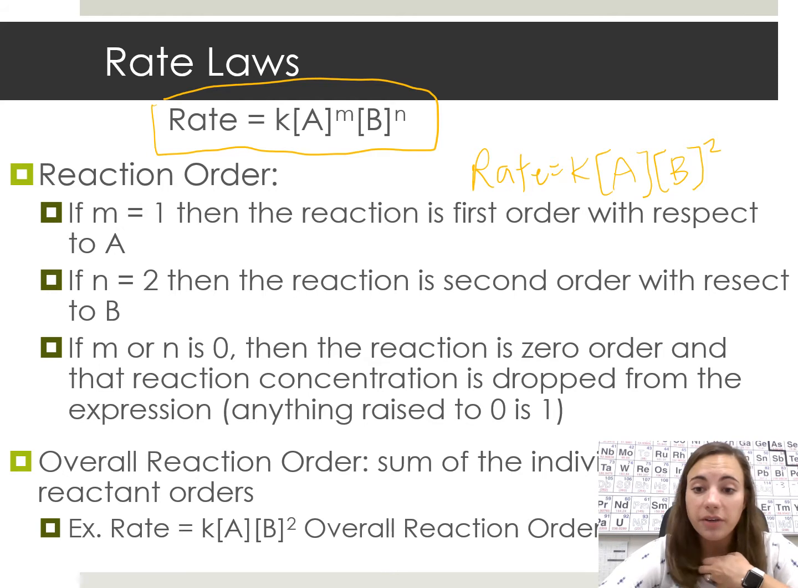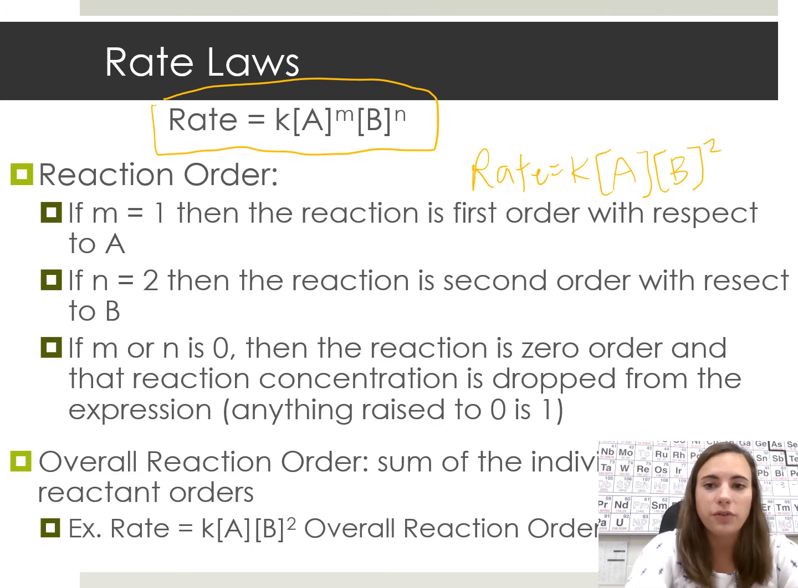As I mentioned in the previous slide, if it is 0 order, then anything raised to the 0 is 1, and so that reactant gets dropped from the rate law expression. The overall reaction order is simply just the sum of the individual reaction orders. So for this example here, first order and second order, 1 plus 2 equals 3. It's no more complicated than that.